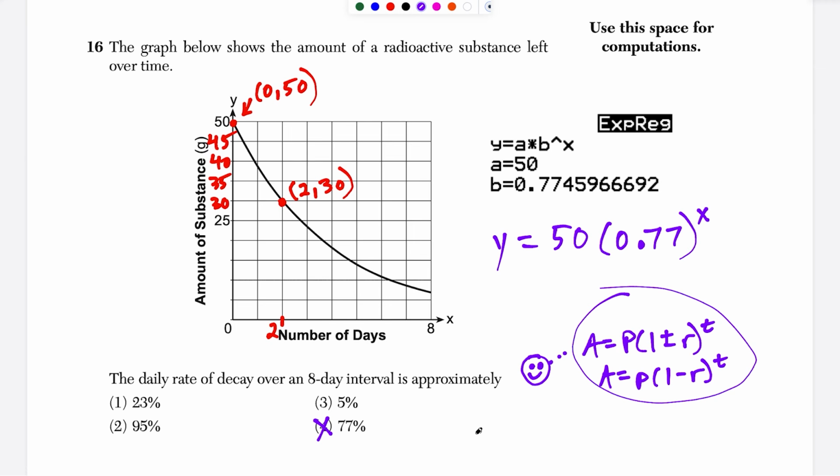So I'm noticing that the base of our exponent is 0.77. So we could say that 1 minus r is equal to 0.77, and then the mystery value for r would actually be 0.23. And this would be the rate of decay that we're looking at, and this is equal to 23 over 100, which is equal to 23%. Okay, so the rate of decay here is actually going to be choice 1.